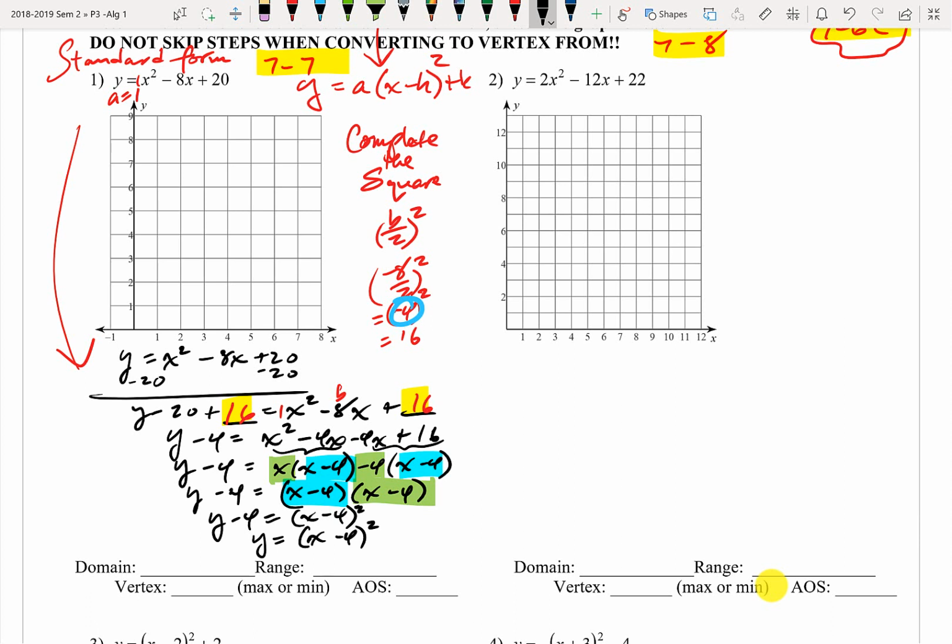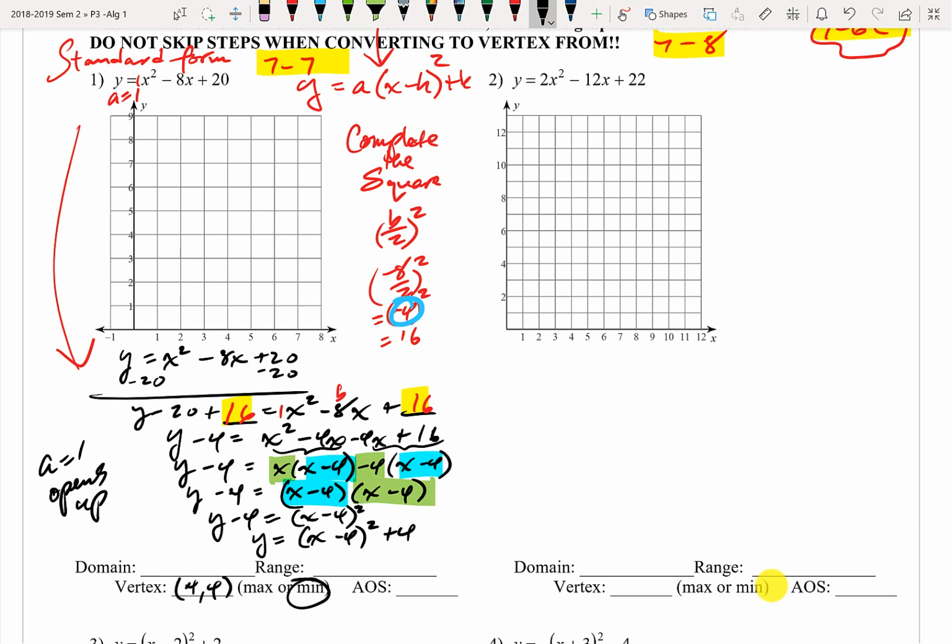x minus 4 quantity squared plus 4, because you have to add 4 to both sides. So my vertex right here, if you compare, it's x minus h. And I have x minus 4, so h is 4. And k is 4. So we have 4 comma 4. A is 1. That tells you that it opens up versus down. So it opens up, and you have a minimum versus a maximum.